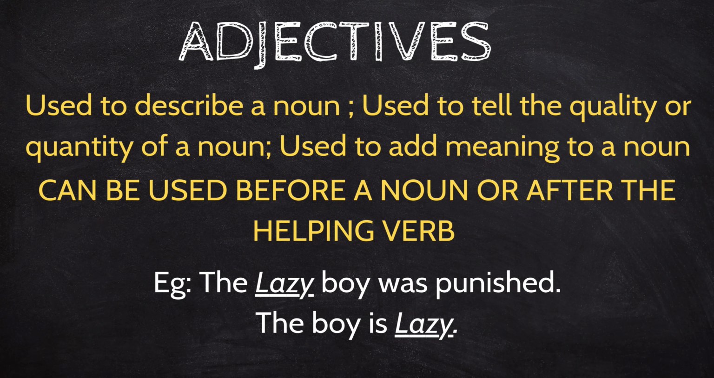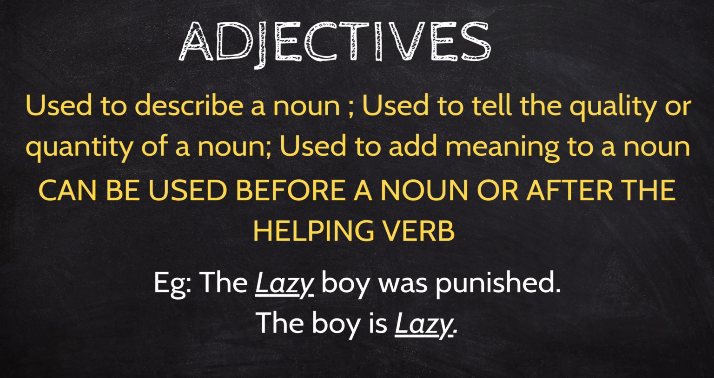Example: the lazy boy was punished. The boy is lazy. Here, the word lazy is used to describe the noun boy. In the first sentence, we use the word lazy before the noun, which is boy, and in the second sentence, we use it after the helping verb is. The positioning of the adjective is different in both sentences, but in both, the word lazy is used to describe the boy.